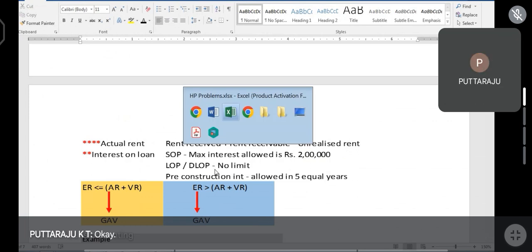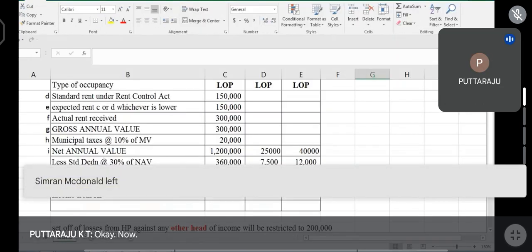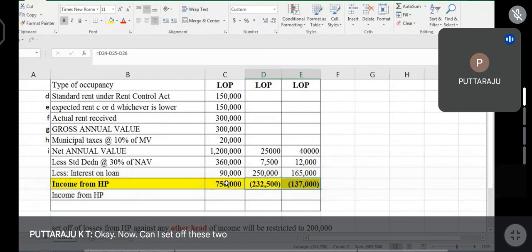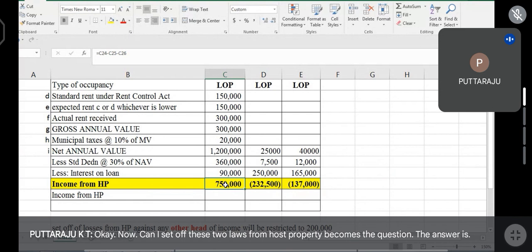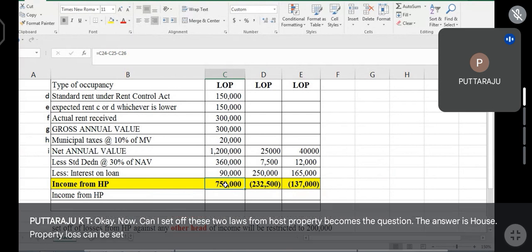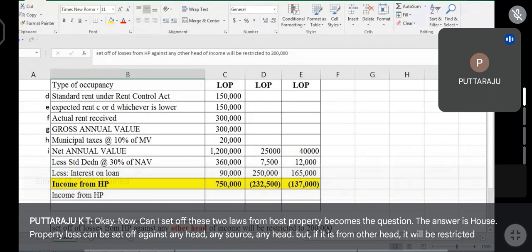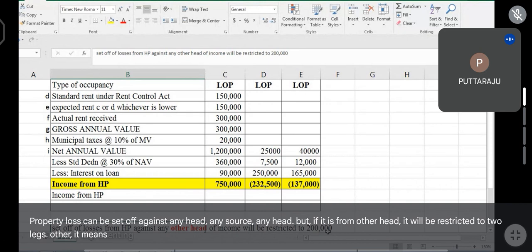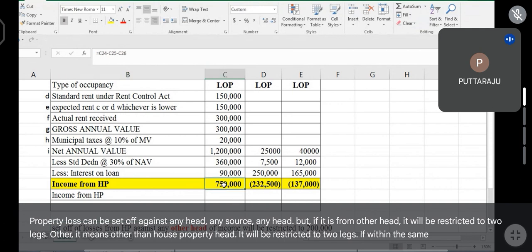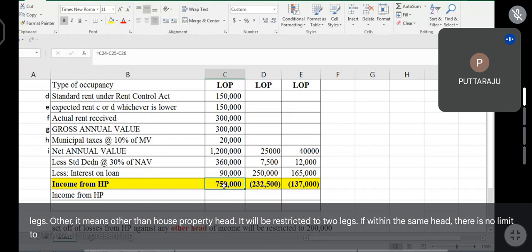Okay. Now, can I set off these two losses from house property becomes the question. The answer is house property losses can be set off against any head, any source, any head. But if it is from other head, it will be restricted to 2 lakhs. Other head means other than house property head. If within the same head, there is no limit to set off.